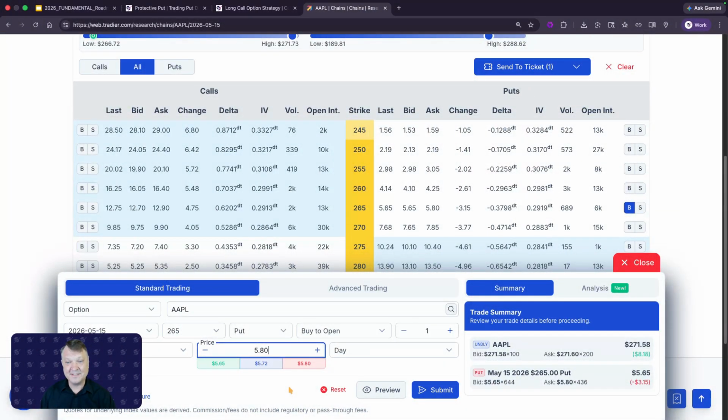Well, thank you, Lex. I appreciate that. All right, so here I just adjusted the trade because we are dealing with live markets, and right now we see Apple this option contract is trading for $5.80.